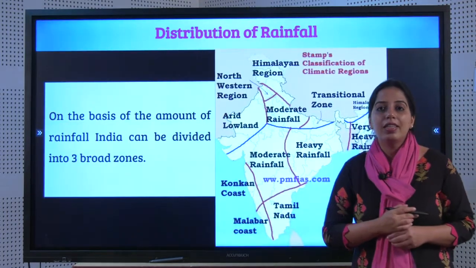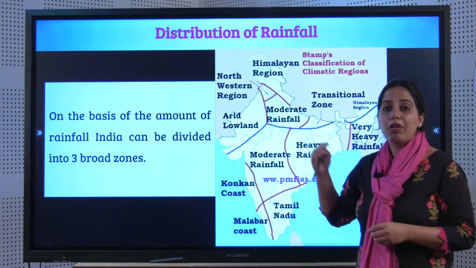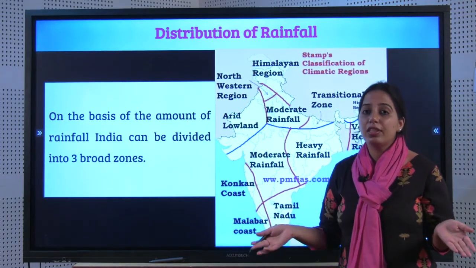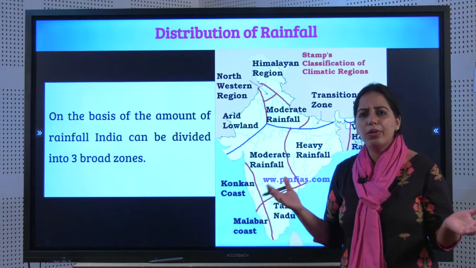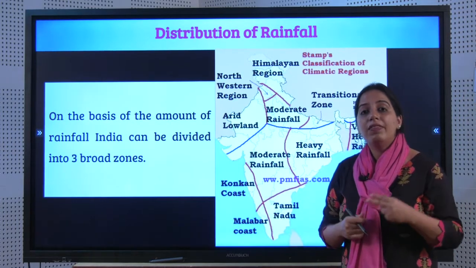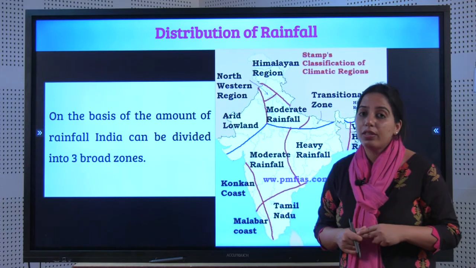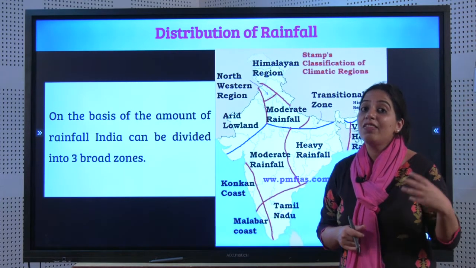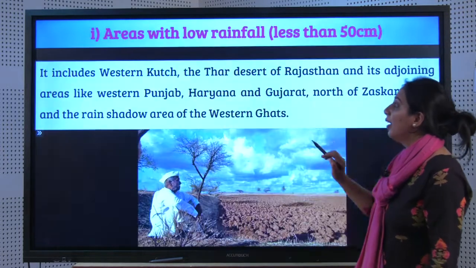Students, now we will learn about the distribution of rainfall in India. There are three main zones. We will first learn about the region where there is lowest or no rainfall. Second, we will learn about regions that have moderate rainfall. In the end, we shall learn about regions that have the highest rainfall.